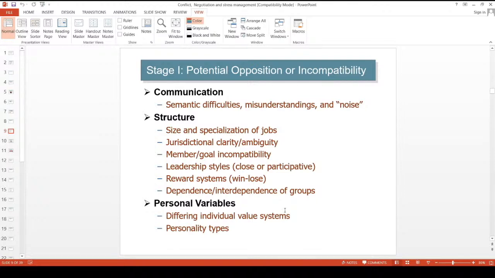For example, specialization acts as a force to stimulate the conflict. The larger the group and more specialized its activities, the greater the likelihood of conflict. So when there are a larger number of people in the group, the chances of conflict will be more. And whenever there are fewer people in the group, there will be fewer chances of conflict within the group.